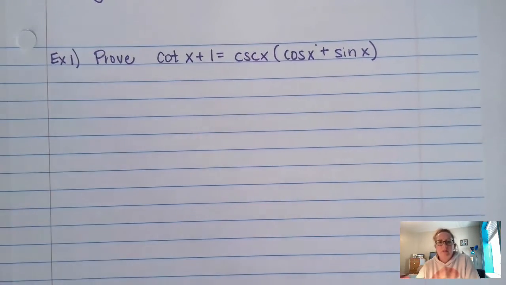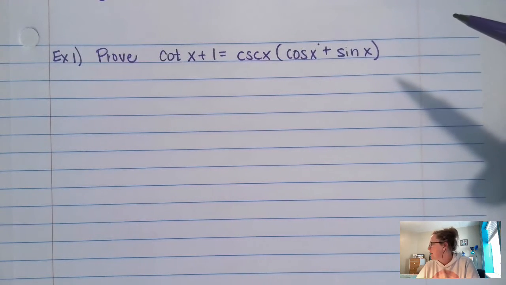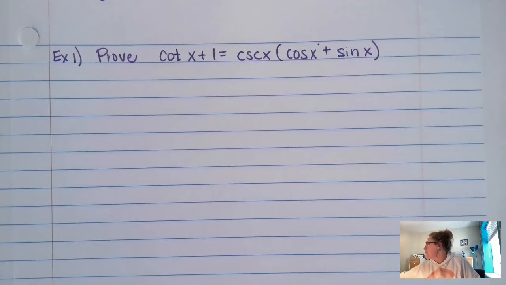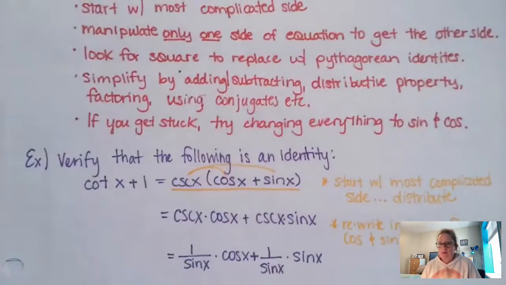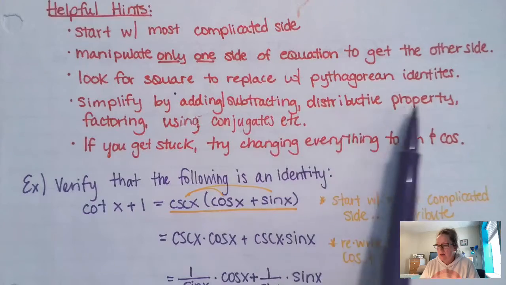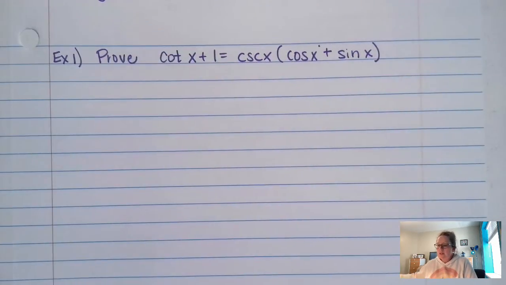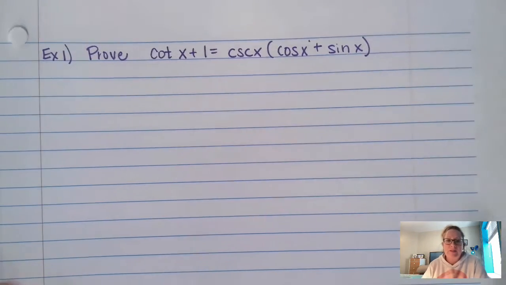Okay, some more proving. So we have this lovely proof we need to prove. There are multiple ways to do these, like I said, but there were those couple of ways we wanted to look out for: adding, subtracting, distributive property, factoring, using conjugates, etc. So this one, on this video, we're going to use distributive property.